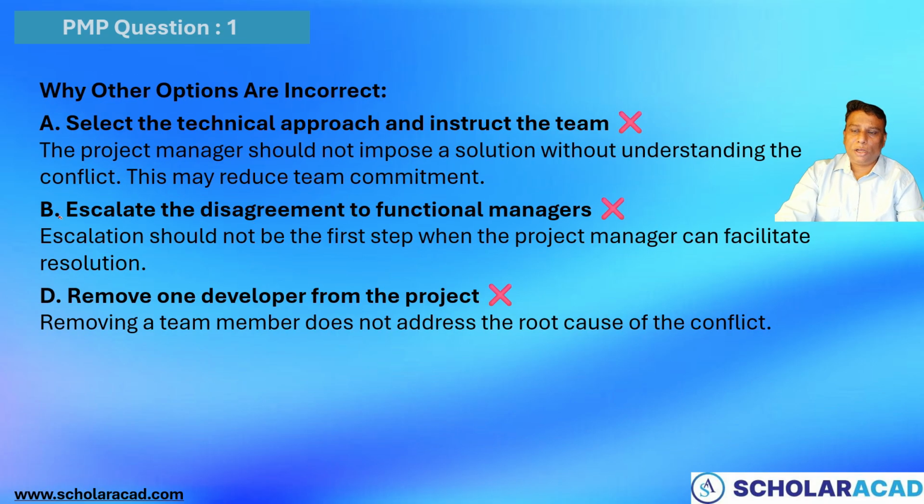Why are the other options wrong? The project manager should not impose a solution without understanding. This is the area where we need to identify. Second, escalating the disagreement to the functional manager: escalation does not always work. Sometimes we need to escalate, but not without analyzing and understanding. Removing one developer: no, you can't remove the developer and then remove the conflict. First you need to identify the root cause of the conflict.